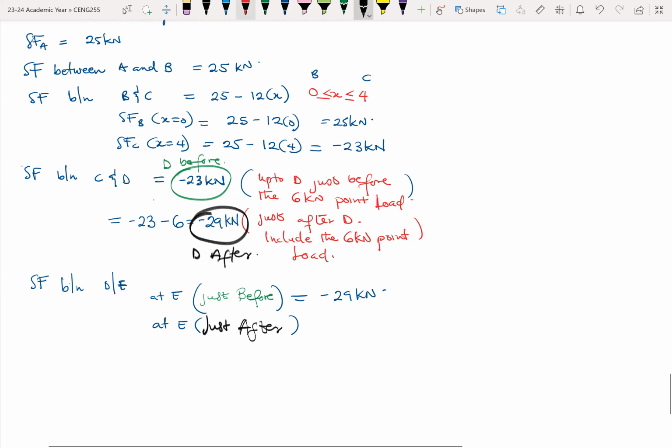Just after E, that will be minus 29 plus 29. Okay, this should give us... I'll explain some of them. I think I'm jumping a few steps with the idea that we have already done this in our first year, so I don't need to spend too much time over here.